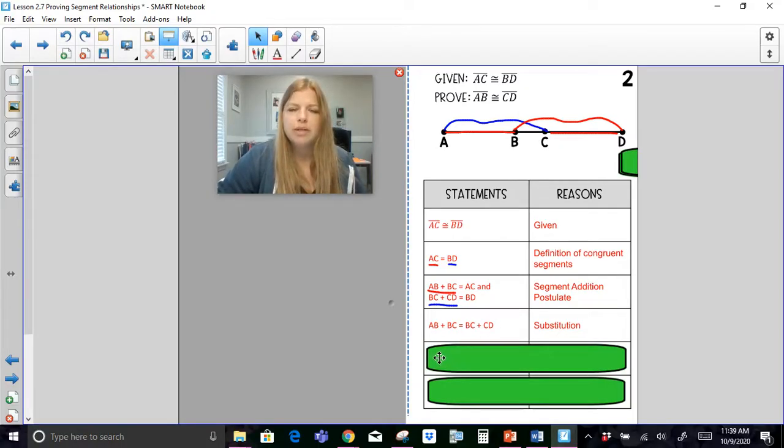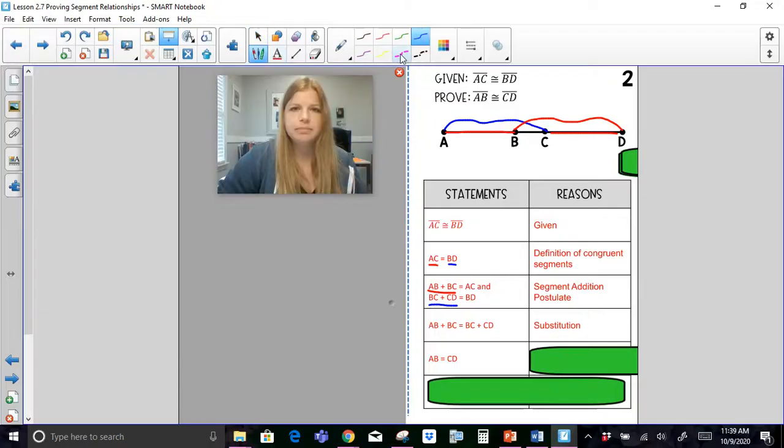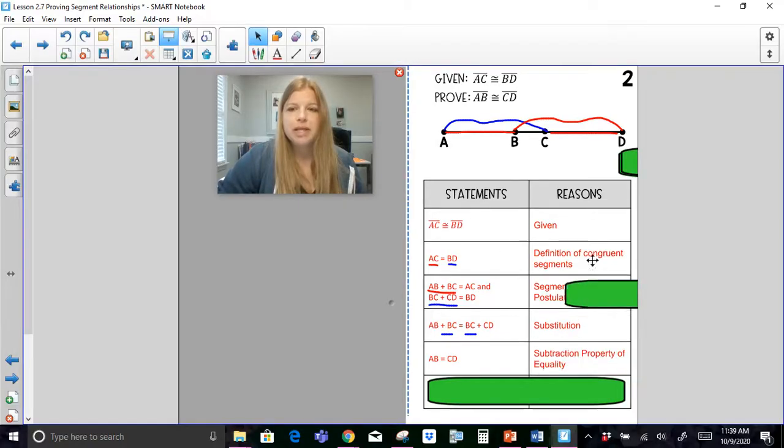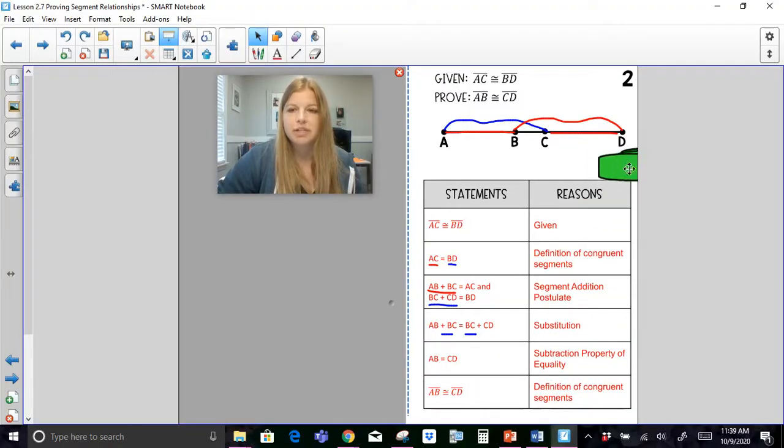So we could actually subtract BC on both sides and just be left with AB equals CD. Notice they both have BC in common. So if we subtracted those out, we would be left with this statement. And now look how close we are to proving it. We want to say that segment AB is congruent to segment CD, and that's back to using definition of congruent segments. Pretty good.